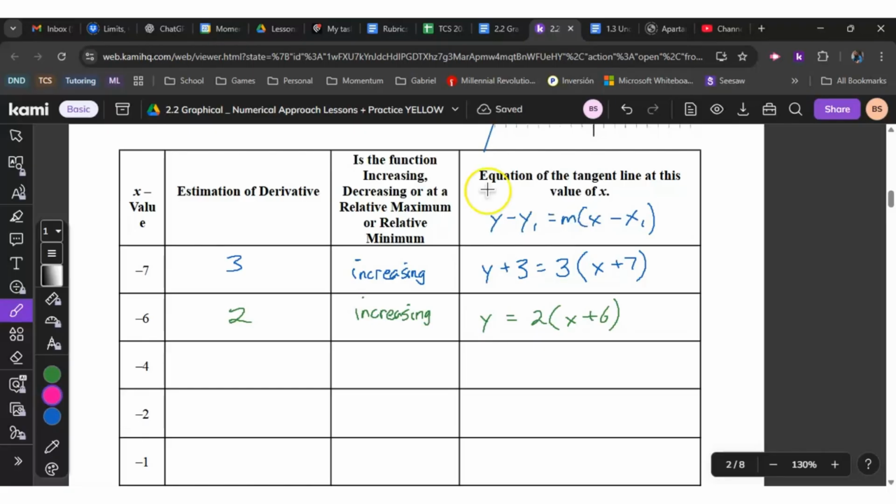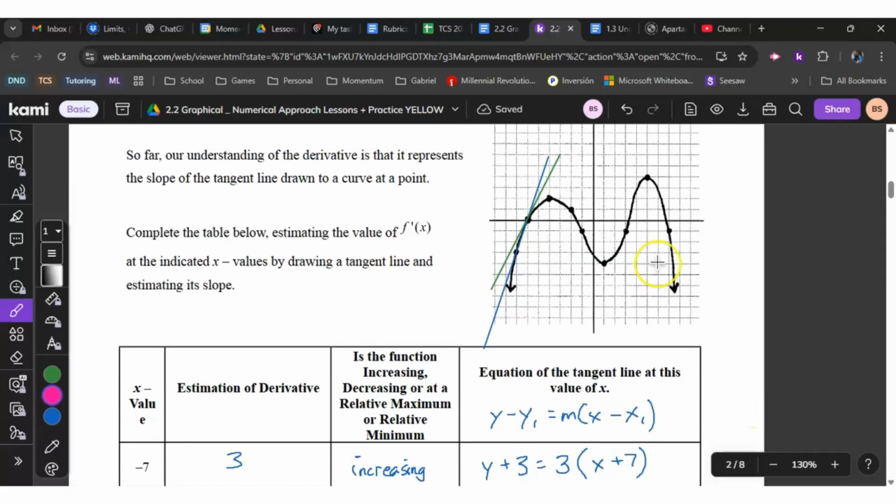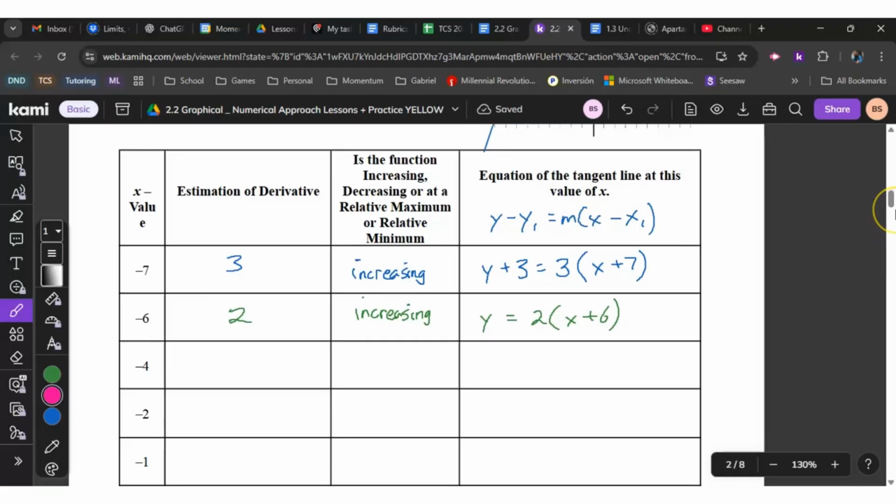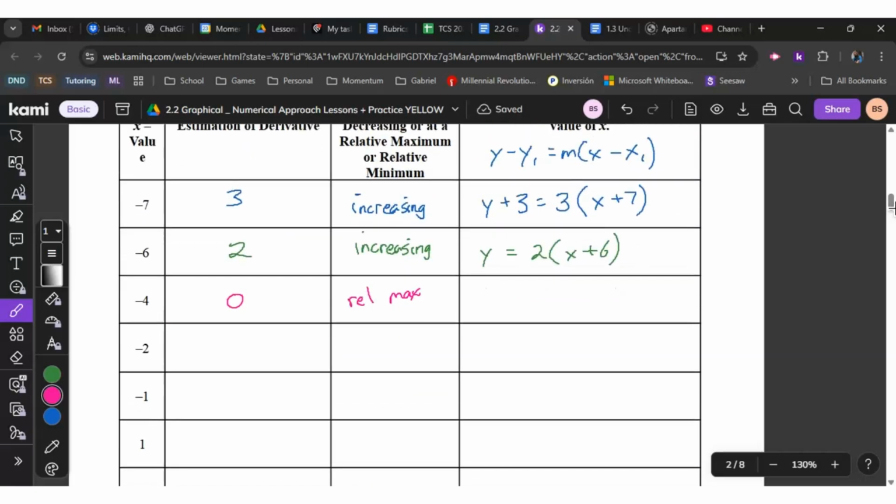So at -4, let's go look. Oh, I like this one. This is a nice easy one. I can draw that one. Look at that tangent line. Bam. What's the slope of a flat line? Good, 0. And is that increasing, decreasing, or max or min? Right, so this is a relative max. Make sure you use that word relative, right? It is a max where we got to use relative or local. Okay? And it was at the point, what was it? -4 and 2. So this is going to be y minus 2 equals, does the rest of this matter?